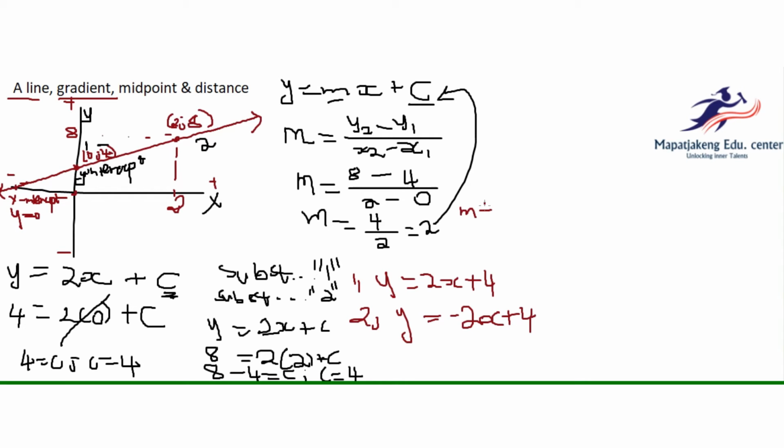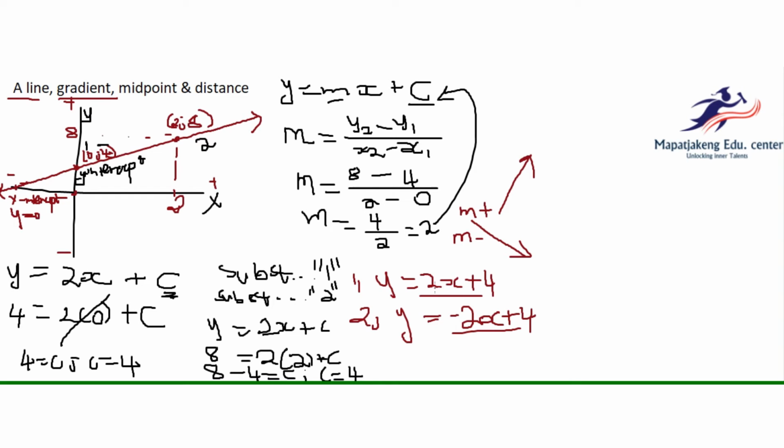If m is positive, it simply means your graph is increasing, it's going up. You see it's going up. And if m is negative, it simply means your graph is decreasing, it's going down. Therefore, this is a decreasing function, this is an increasing function. Right? So now there might come a point whereby they want you to calculate the point of intersection.